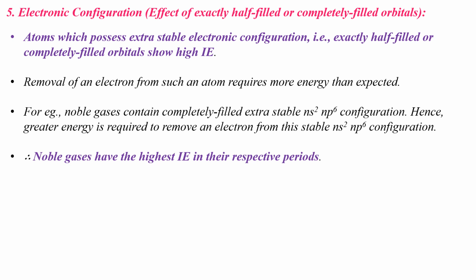So atoms which contain extra stable electronic configuration show high ionization enthalpy. That is, the removal of an electron from such an atom requires more energy than expected. For example, noble gases contain completely filled extra stable ns2-np6 configuration. Hence, greater energy is required to remove an electron from this extra stable configuration. Therefore, noble gases have the highest ionization enthalpy values in their respective periods.